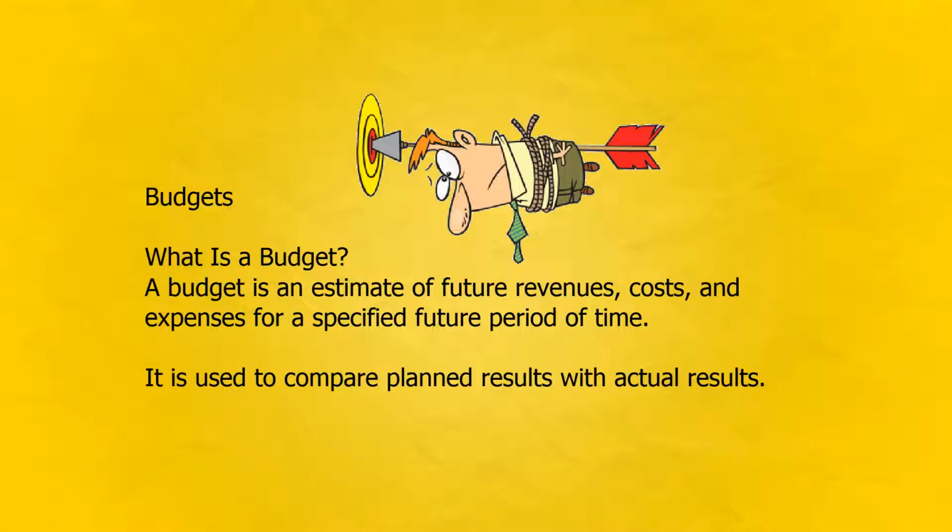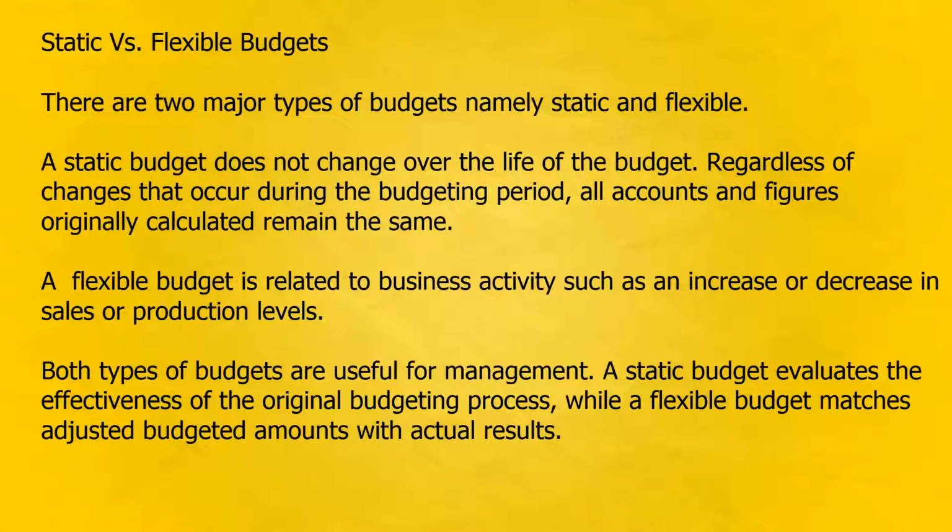Budgets. What is a budget? A budget is an estimate of future revenues, costs, and expenses for a specified future period of time. It is used to compare planned results with actual results. Static versus flexible budgets. There are two major types of budgets, namely static and flexible. A static budget does not change over the life of the budget. Regardless of changes that occur during the budgeting period, all accounts and figures originally calculated remain the same. A flexible budget is related to business activity such as an increase or decrease in sales or production levels.